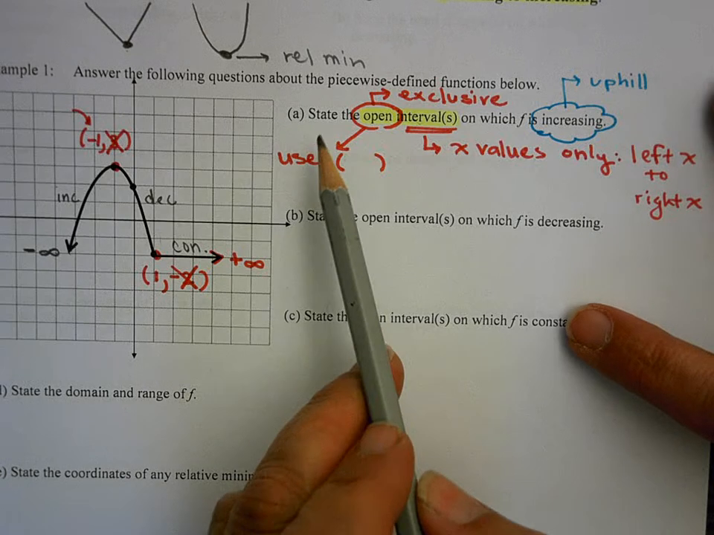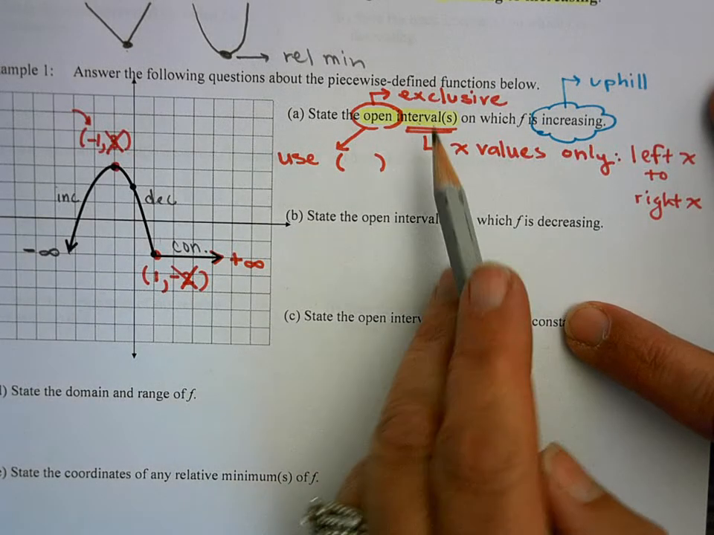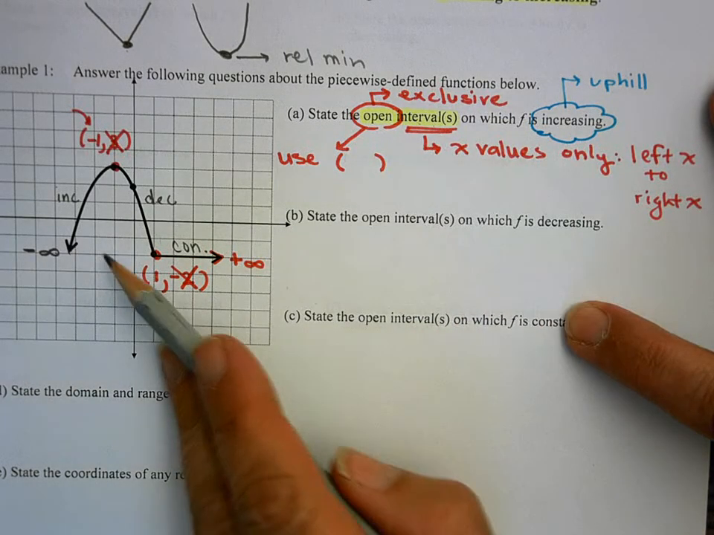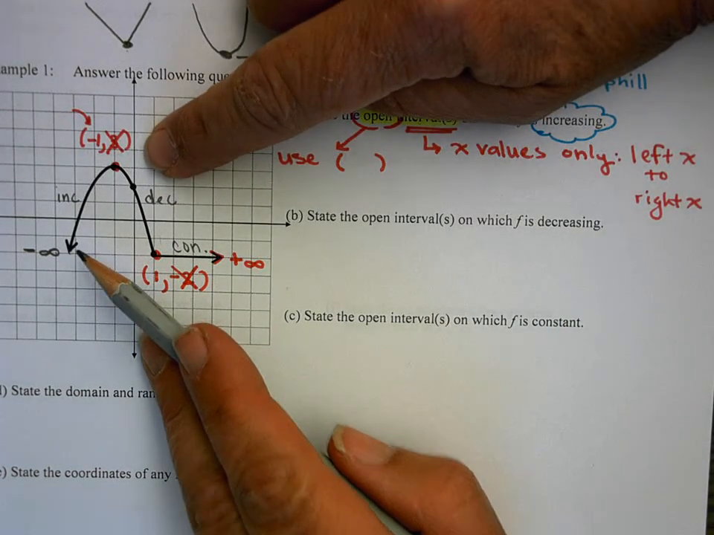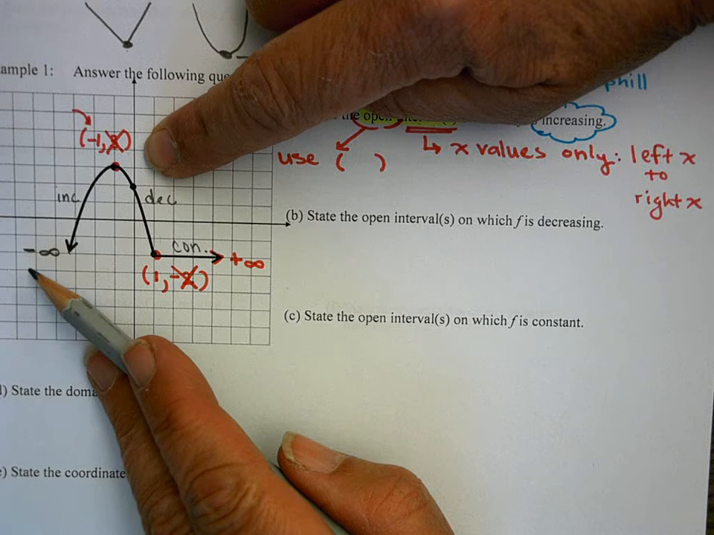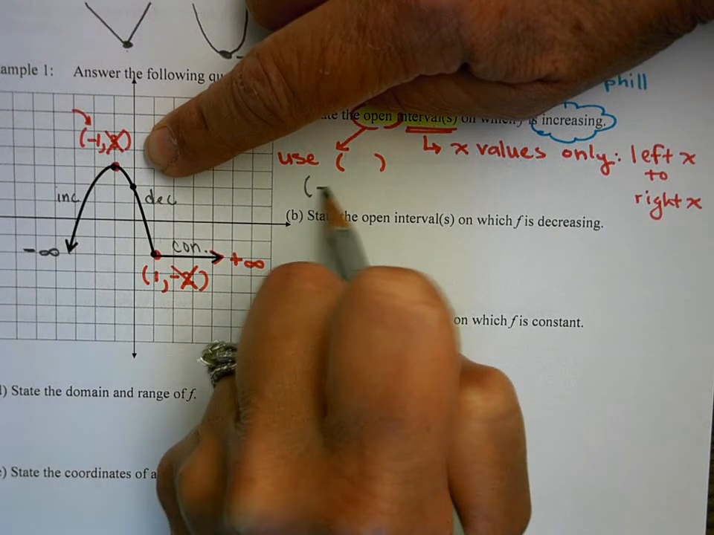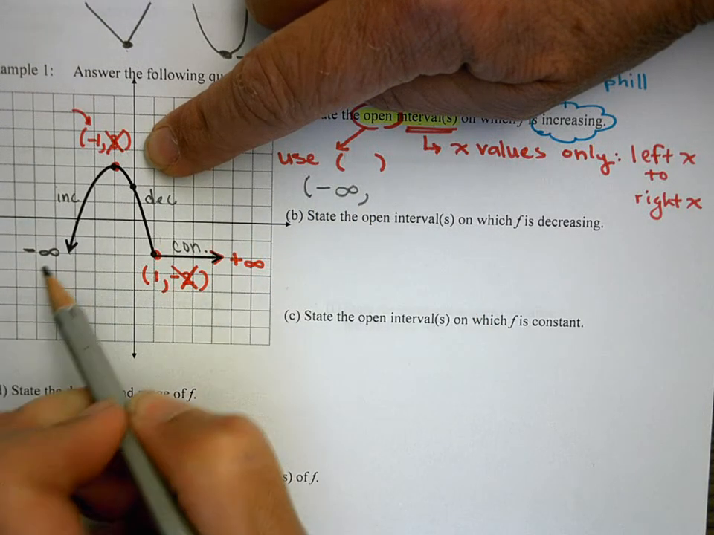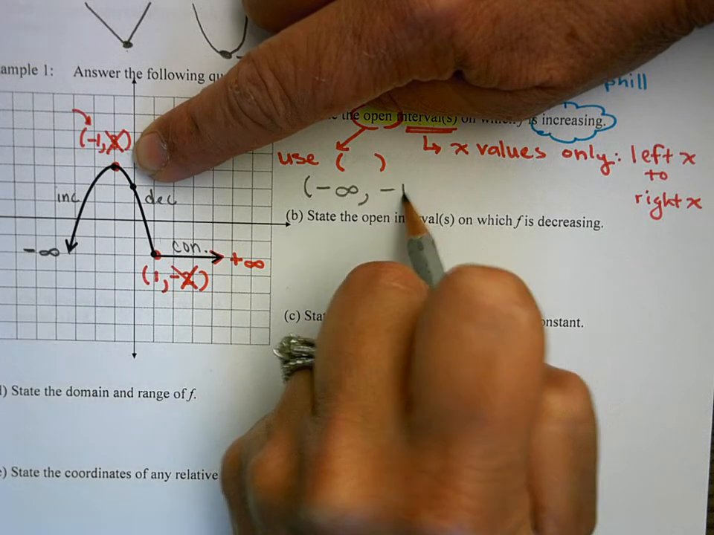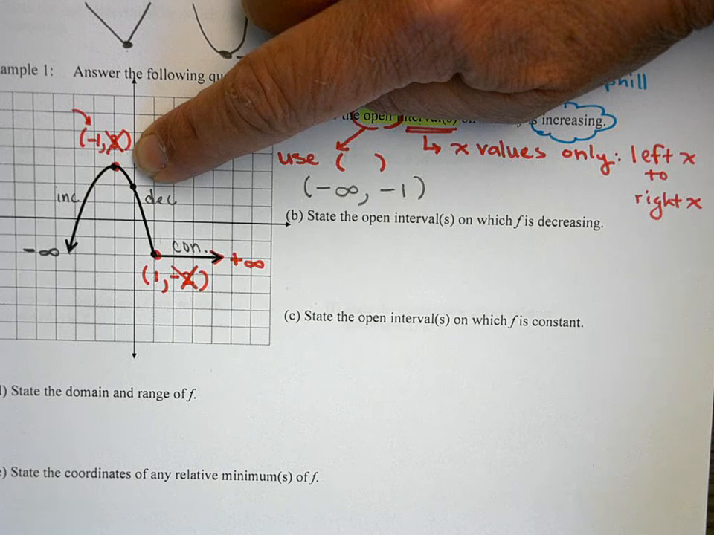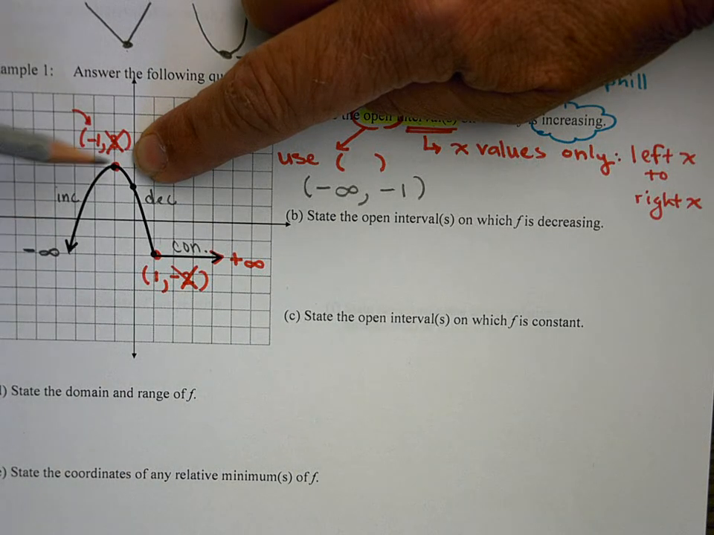Okay, so state the open intervals, so we're going to use parentheses, on which f is increasing. So it's increasing on this section here, and again, I want to use only the x value. So this section right here is defined by negative infinity, and then until we get to this dot right here, but again, we just use the x value, so that would be -1. So that's where f is increasing, along this section right here, from negative infinity to -1.